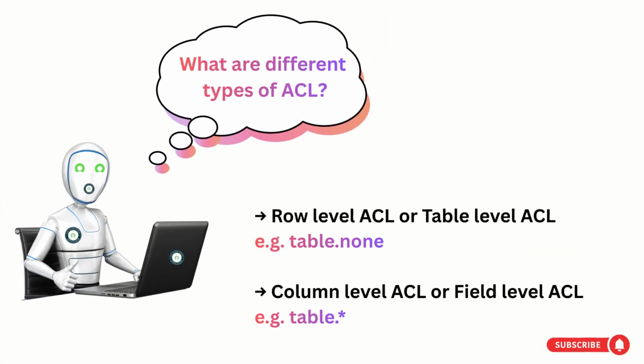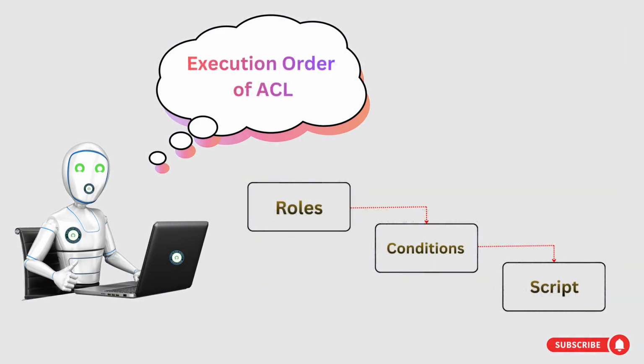Next, what are the different types of ACL? There are 2 major types of ACL. One is row level and another is column level. Row level ACL is also known as table level ACL, for example table.none, which we will see and you will use a lot in this mini project. And then column level ACL or field level ACL, for example table.star. Now the execution order of the ACL, mostly asked in interviews: role, condition and script is the order of execution of ACL.